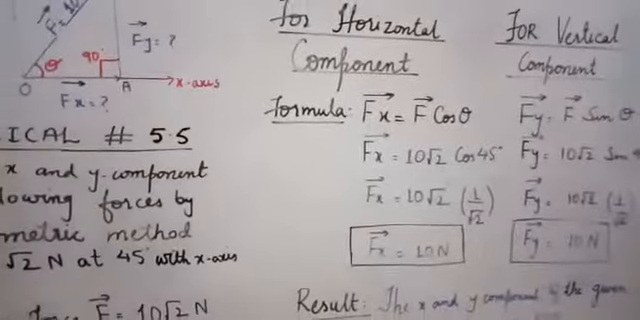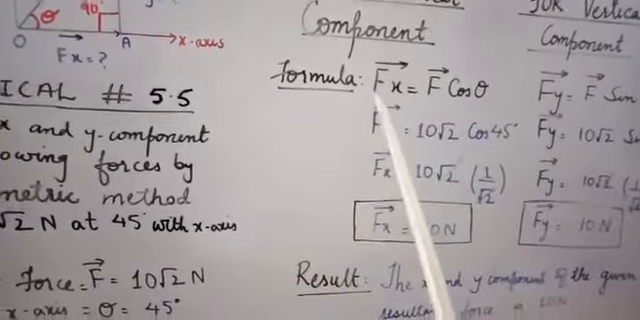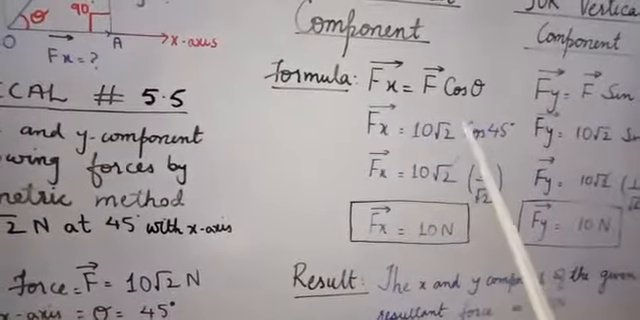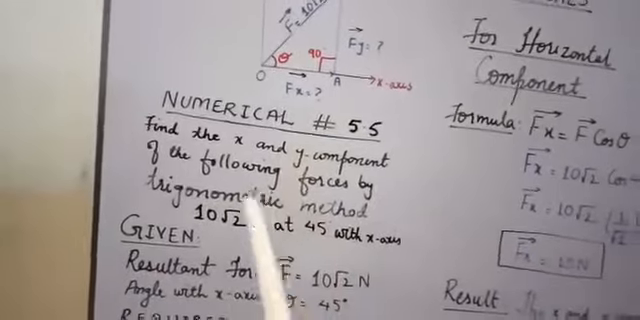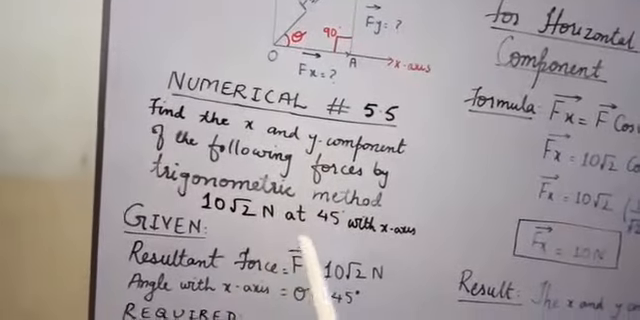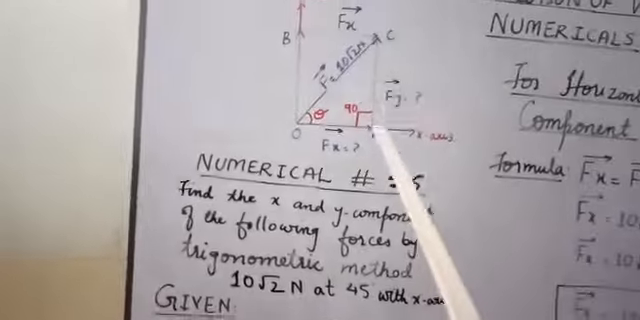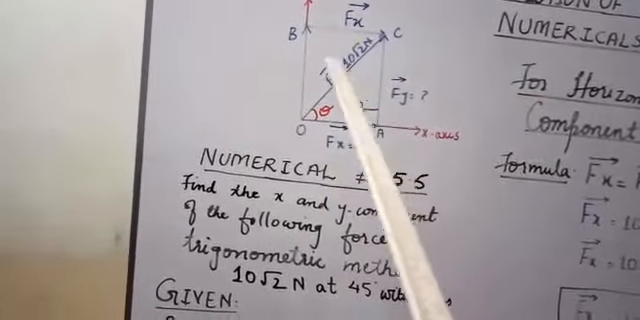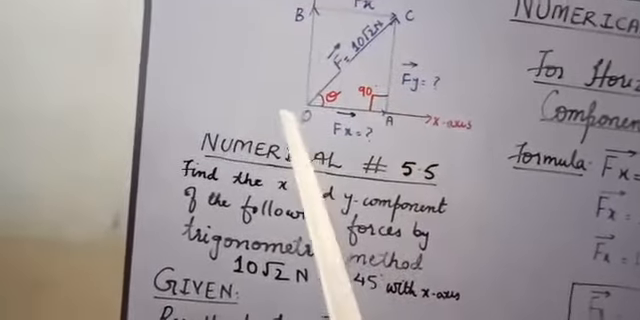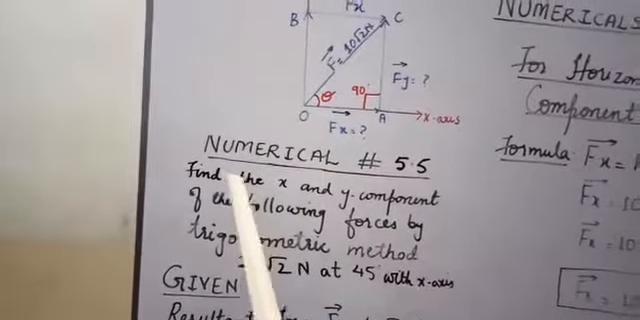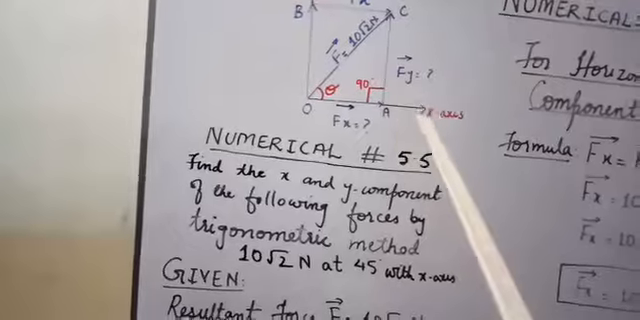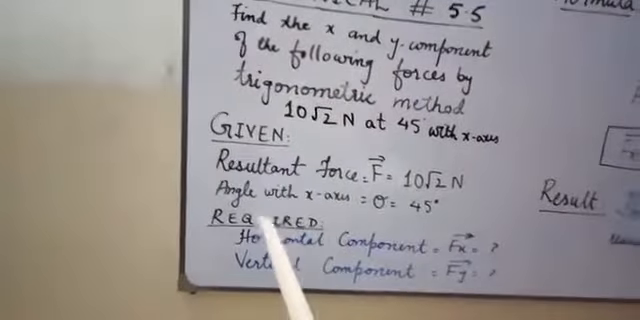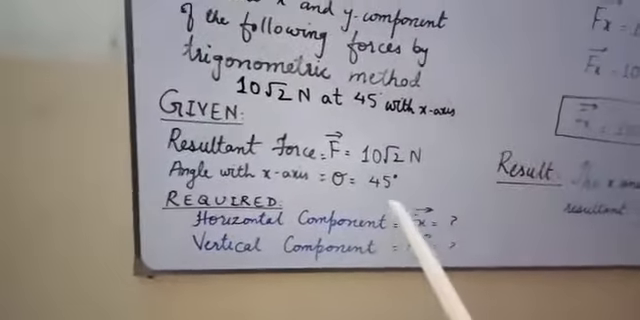See, for horizontal component, as I have told you in my previous lecture, it is Fx is equal to F cos theta, and for vertical component it is Fy is equal to F sin theta. Here in this question, the 10 under 2 Newton at 45 degrees with x-axis is given, this is the resultant force, and we have to find out the components. In the beginning it is written find the x and y component. Fx is question mark and Fy is question mark. It is also written in the given and required form as well.